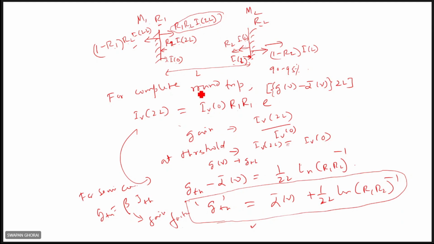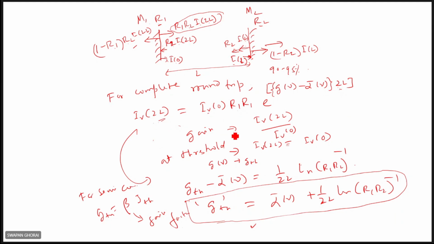So consider this I nu twice L. It will be I nu 0, and two factors should be considered, R1 R2, times that expression. So I nu 0 into e to the power G nu minus alpha bar nu times twice L. Z will be twice L, so you are substituting this here. That is the intensity after one complete round trip.